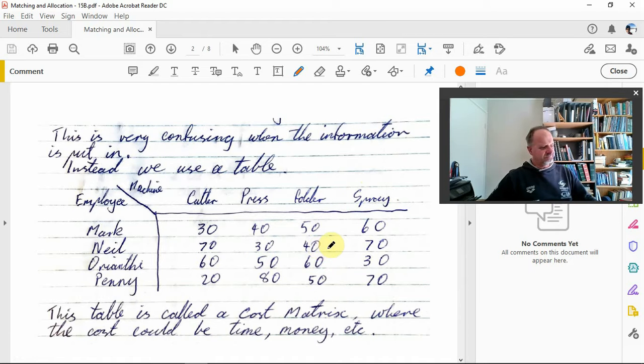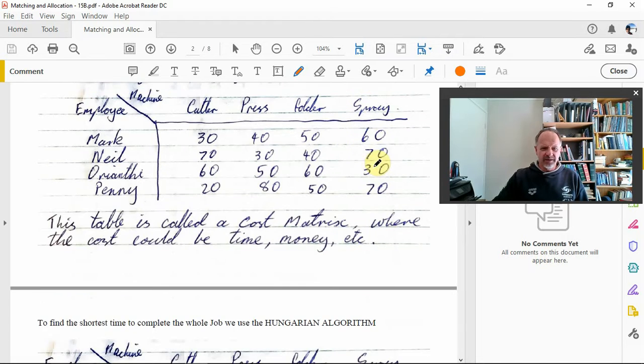So we obviously want to find the most efficient way. We want to find the way of making this item that's going to take the shortest period of time. Then we can produce more items in a day, get them out, get them sold, and make more money. So how can we work this out? To find the shortest time to complete the whole job, we use a thing called the Hungarian algorithm.